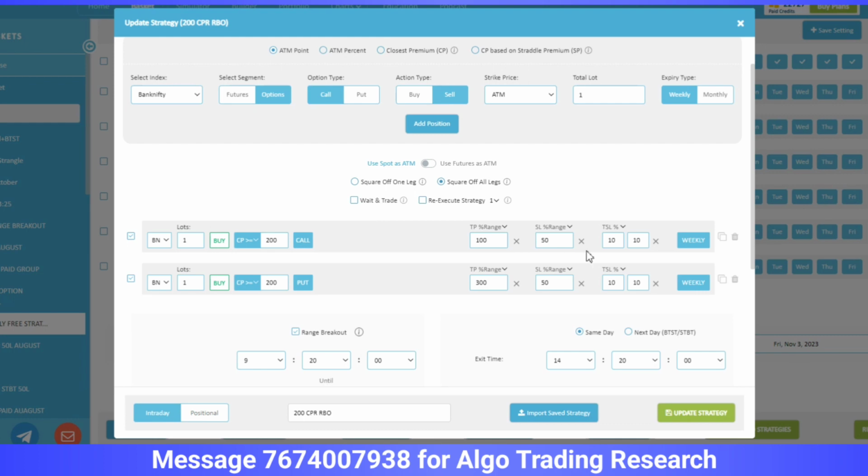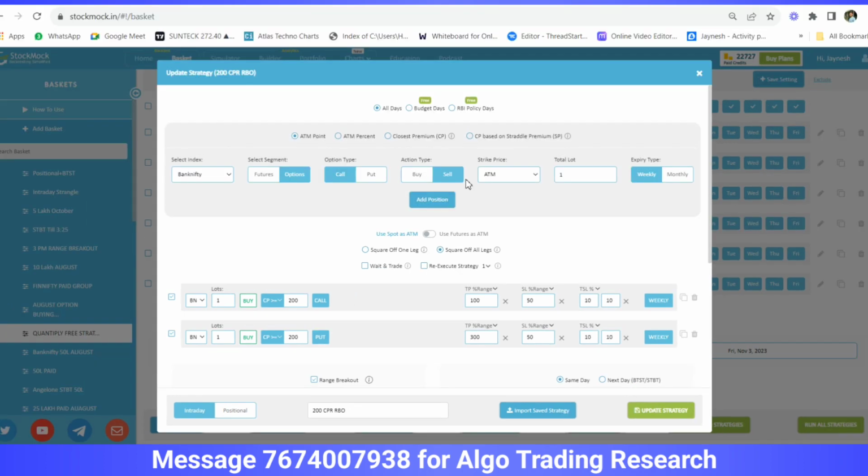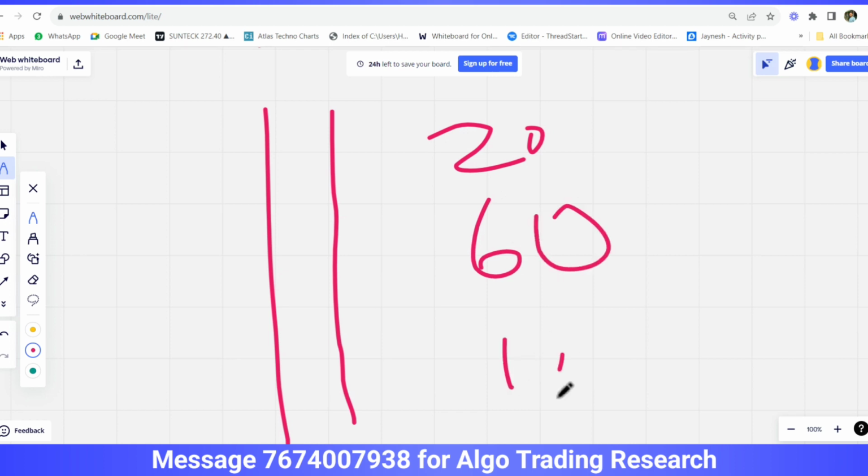Okay, understood here. Now this was about the basic features of the range breakout buying strategy in case of Bank Nifty. Now you can use similar range breakout strategies in case of Nifty here. Now in case of Nifty, what would be the ideal premium that you will select? Can anyone tell? Let's say if you have premiums of 20 rupees, 60 rupees, or 100 rupees, what would be the ideal premium?